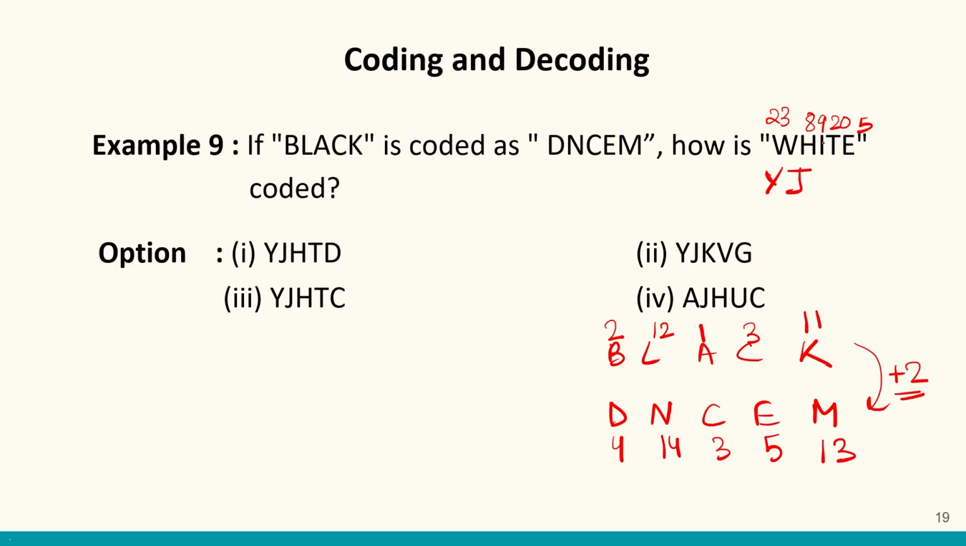J. From I to 11, which is K. From T to 22, which is V. And from E, if we have to move 2 positions forward, we'll get G. So our answer will be Y, J, K, V, G. This is the answer, which is option number 2.